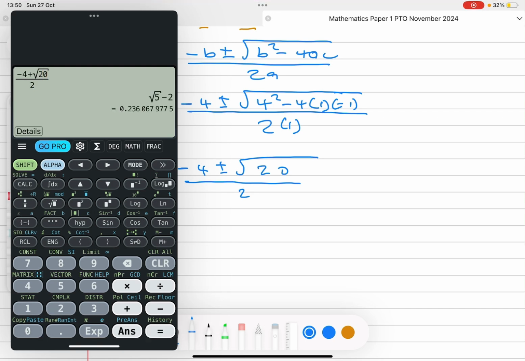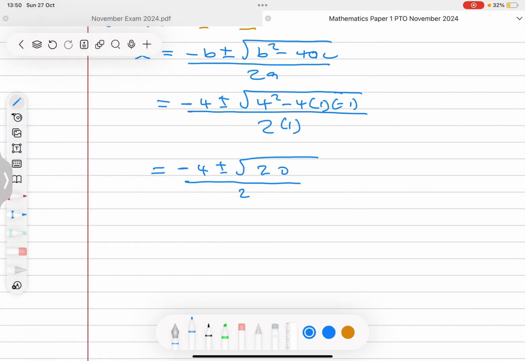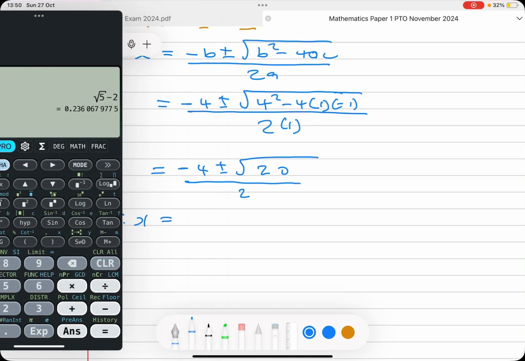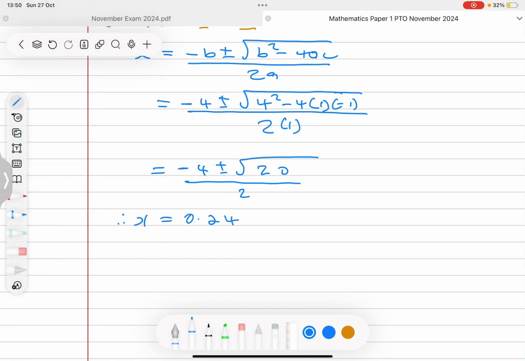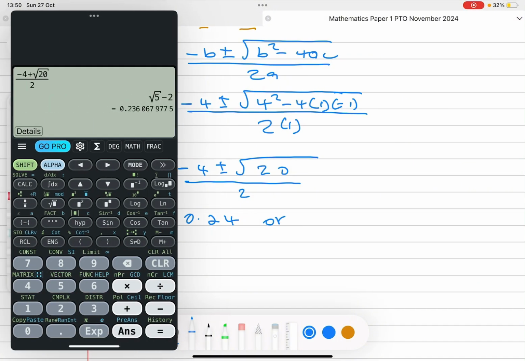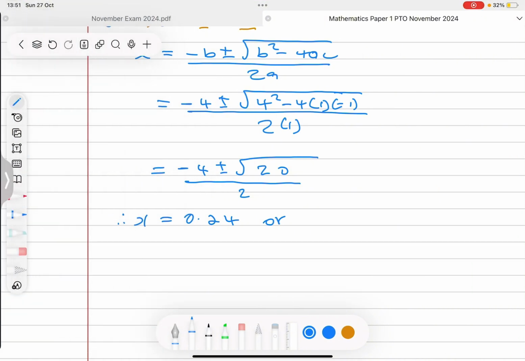This gives me an answer of, therefore, x is equals to 0.24, or I'm going to put a negative here. Oh, I erased everything. Let me start over again. -4 minus root of 20 over 2. This gives me a -4. X is equals to -4.24.